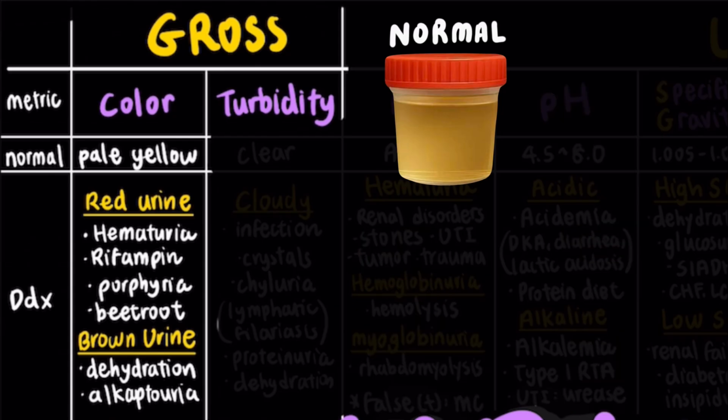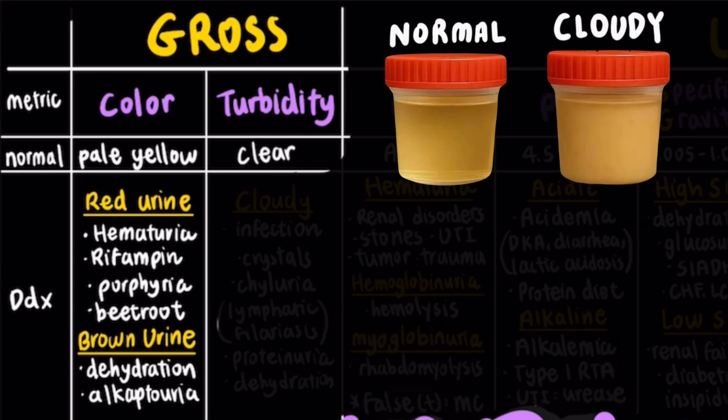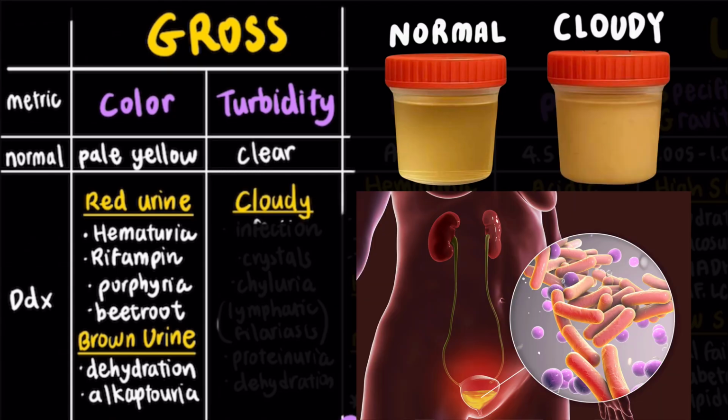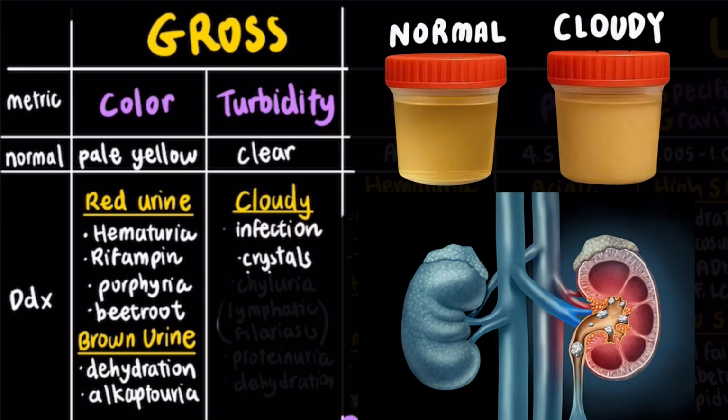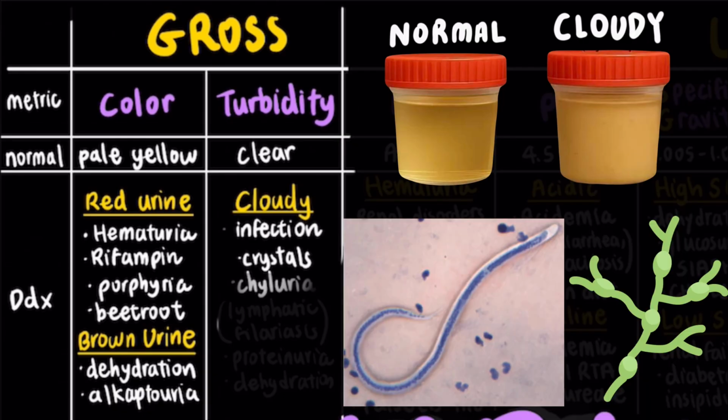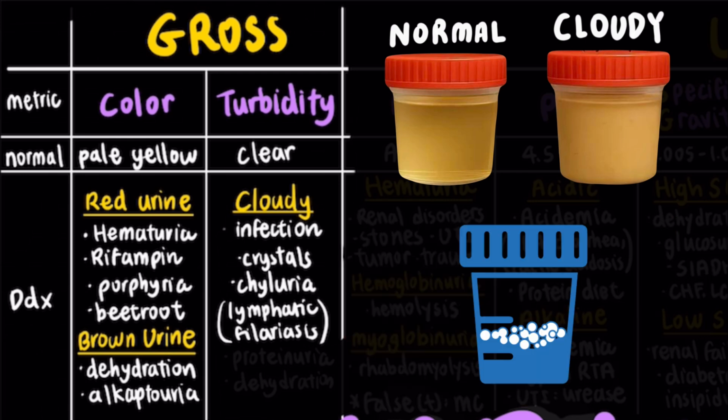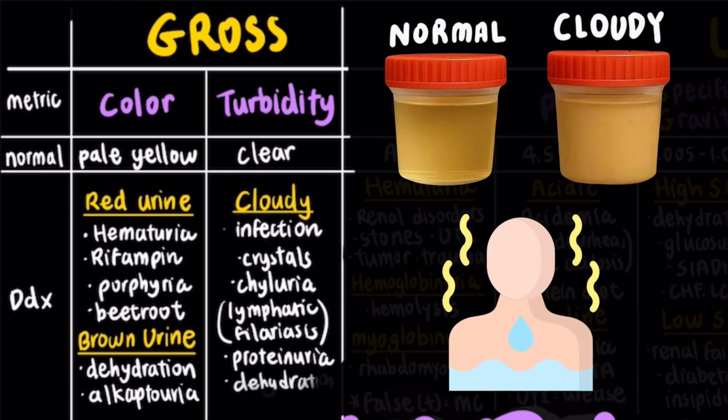Normal urine is clear. Common causes of cloudy urine include urinary tract infections, crystals like calcium oxalate or uric acid, which can precipitate, chyluria, which is the presence of lymph in urine, most commonly due to filarial infection, a parasitic disease transmitted by mosquitoes that invades the lymphatic system. Proteinuria, which means high amount of protein in the urine, and dehydration.